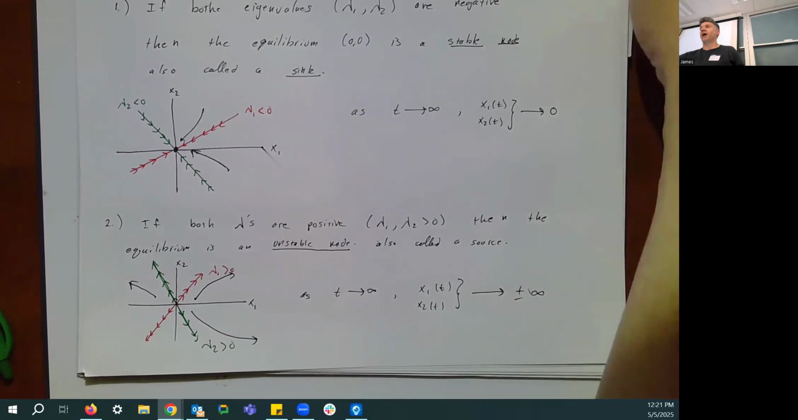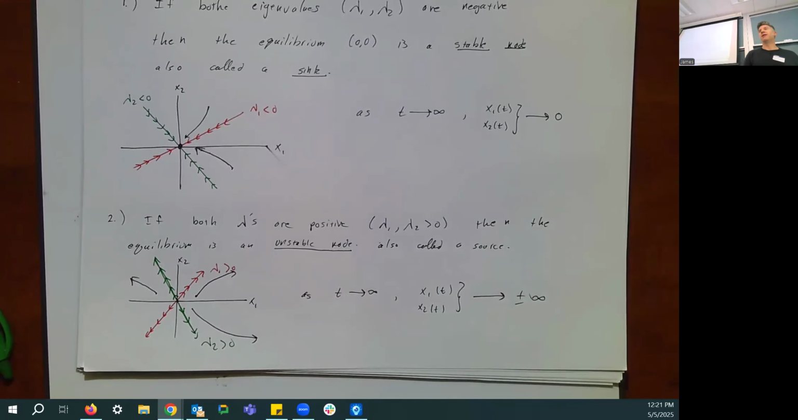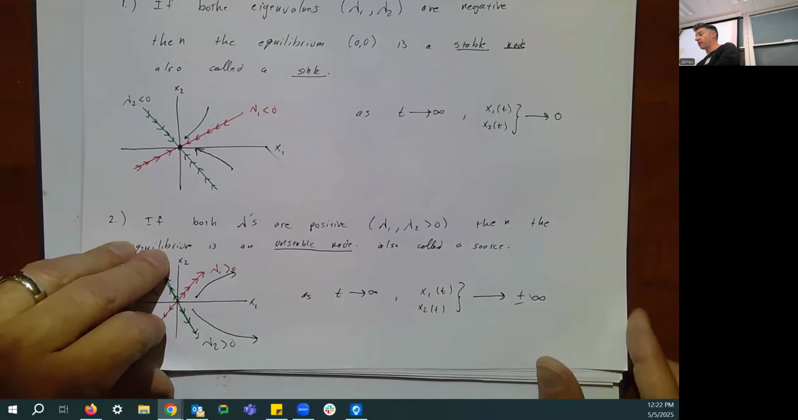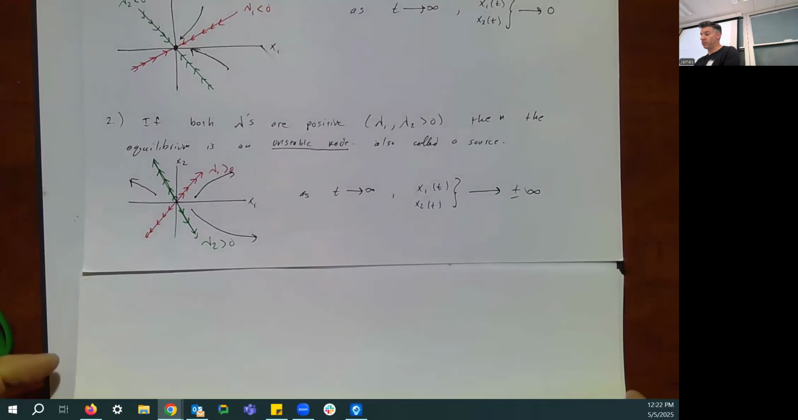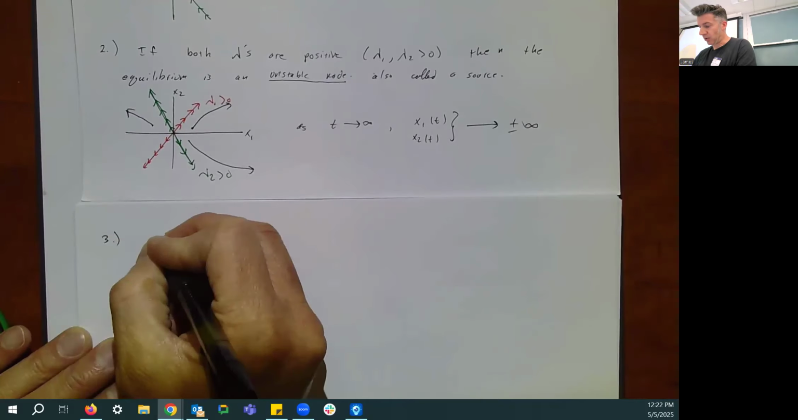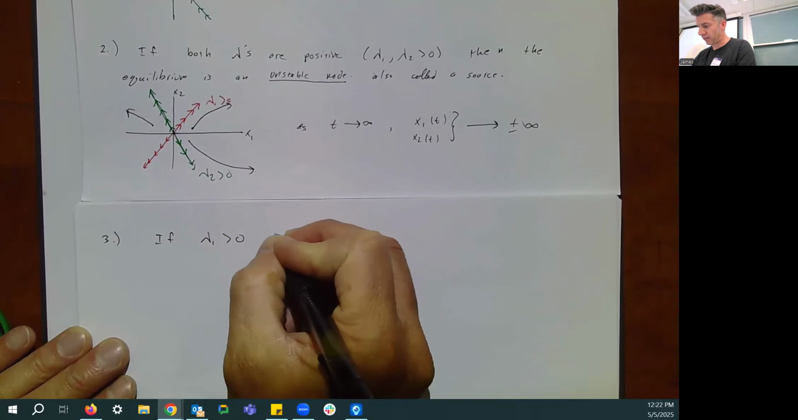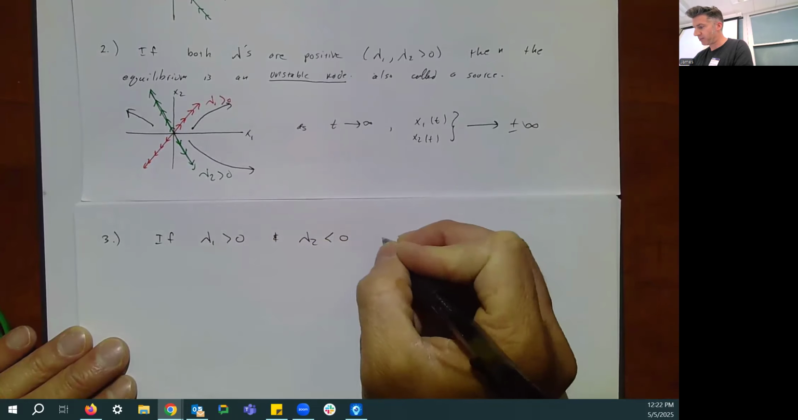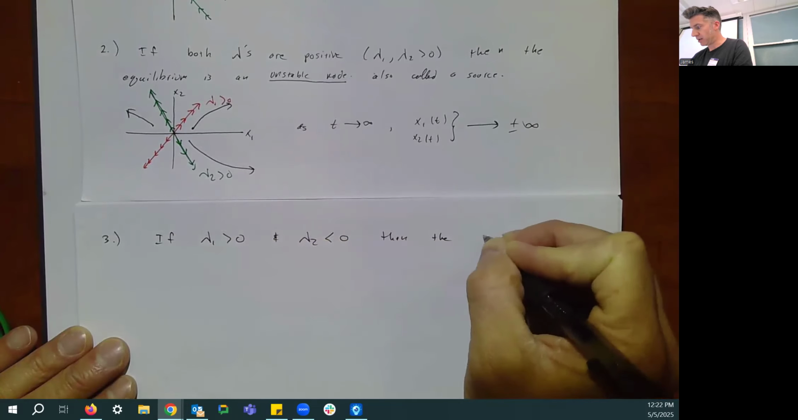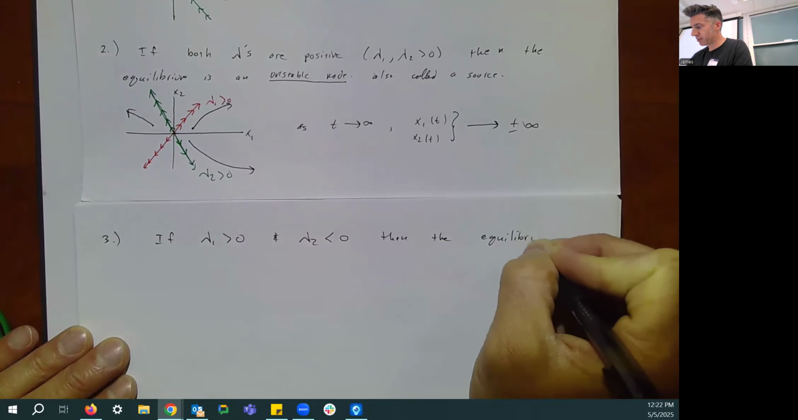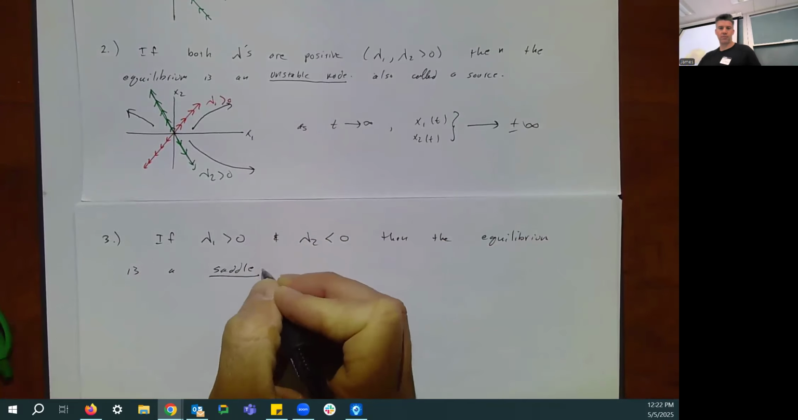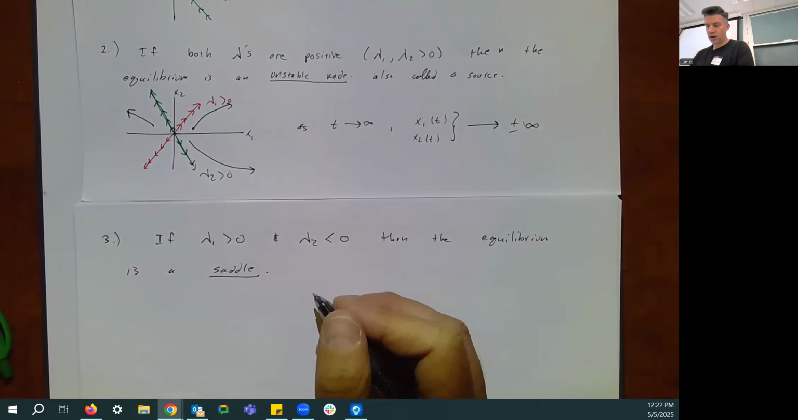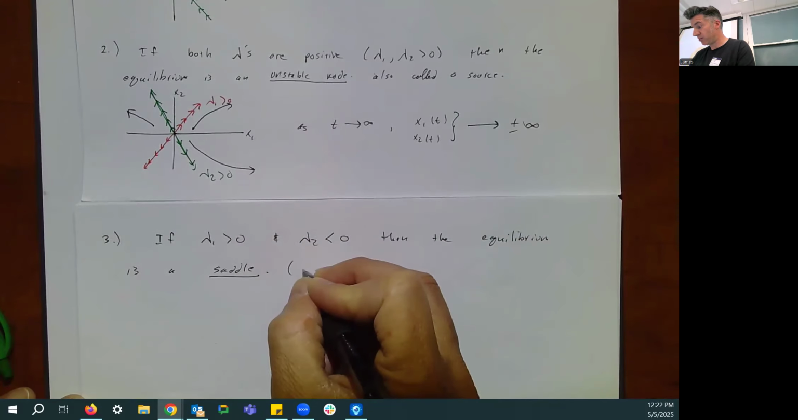And then I was going to say lastly, but it's not really lastly. It's the last possible thing that can happen if both eigenvalues are real. So if one of the eigenvalues is positive and one of the eigenvalues is negative, then we have what we call a saddle. So if one of the eigenvalues is positive and the other one is negative, then the equilibrium is a saddle. I'll point out it's considered unstable.